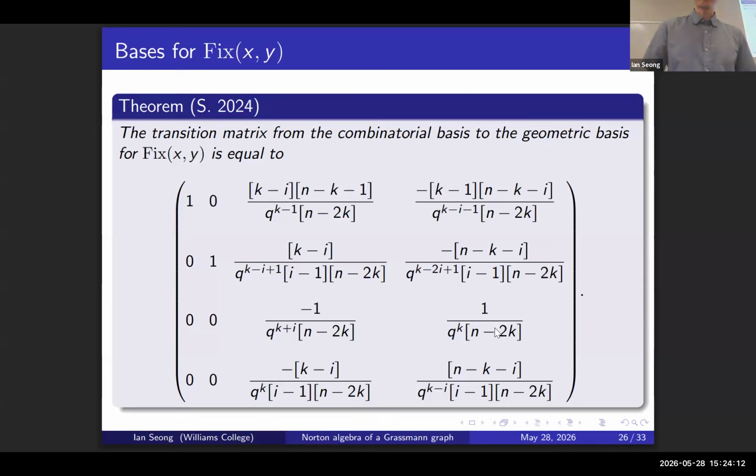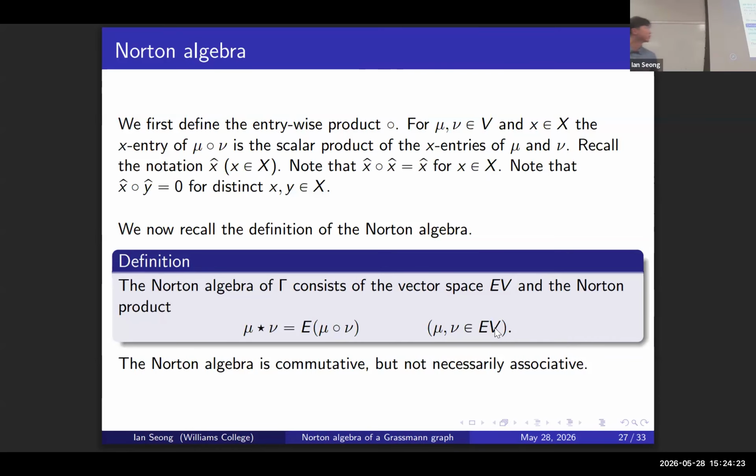All right, so yeah, here was some grind with a lot of facts about the Grassmann graph and then how we embed it into a Euclidean space and so on and so forth. Now we're finally getting into the meat of the talk, which is the Norton algebra. Okay, so before we define the Norton algebra, let me just define this one notation.